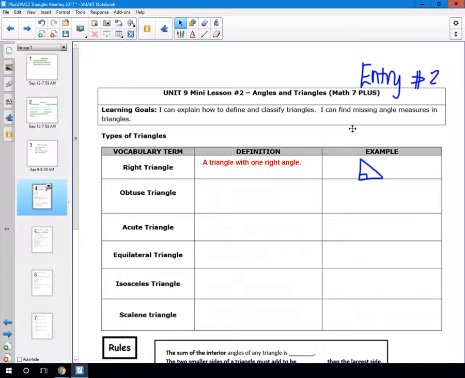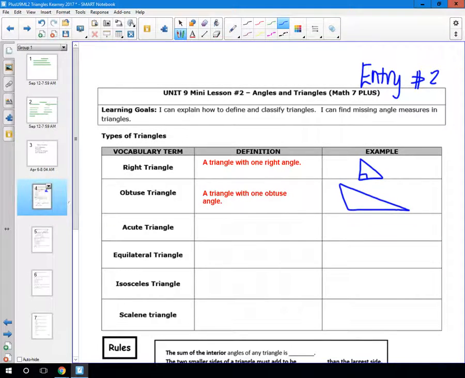One right angle, okay? An obtuse triangle is exactly what it sounds like. It's a triangle with one obtuse angle. It only can have one obtuse angle. And why do you think it can only have one obtuse angle? Have you ever tried to draw a triangle with more than one obtuse angle? Try it, see if it's possible. So, one obtuse angle.